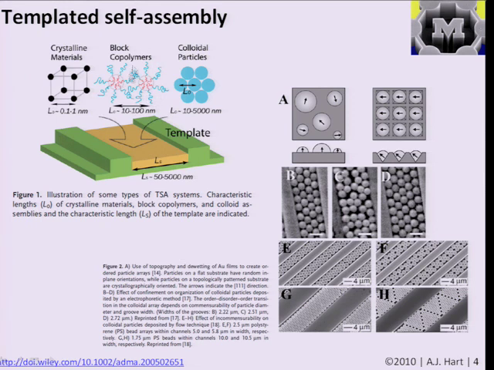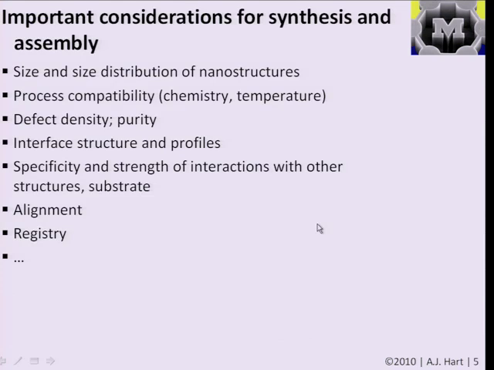Block copolymers are one type of polymer nanostructure, or assemblies of colloidal particles, or you could think of these as clusters of nanoparticles sitting inside a solution or that are arranged on a substrate. And as we go through the portion of the course on synthesis and the portion of the course on assembly, I want to start to keep in our minds a bunch of important considerations. For example, how do we control the process to determine the size of nanostructures and determine their size distribution?